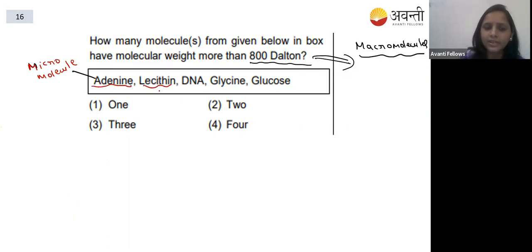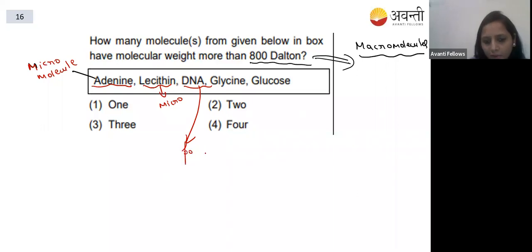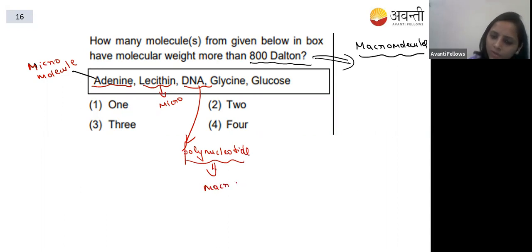Coming to lecithin. Lecithin is also a micromolecule. It is a lipid, and it is a micromolecule only. Then coming to DNA. DNA is made up of many nucleotides, it is a polynucleotide. It is not a micromolecule. It is a macromolecule, and it has more than 800 Dalton.